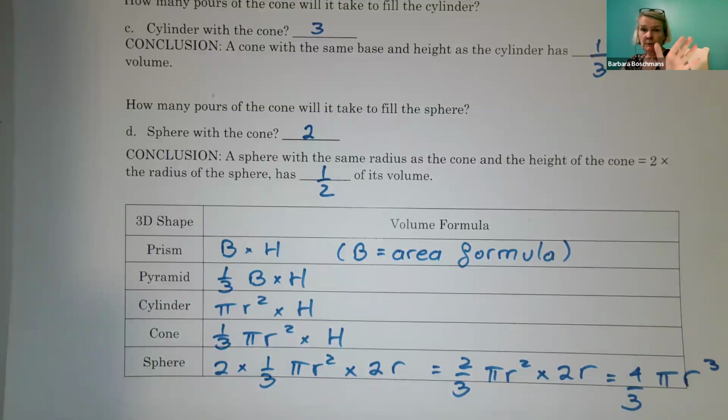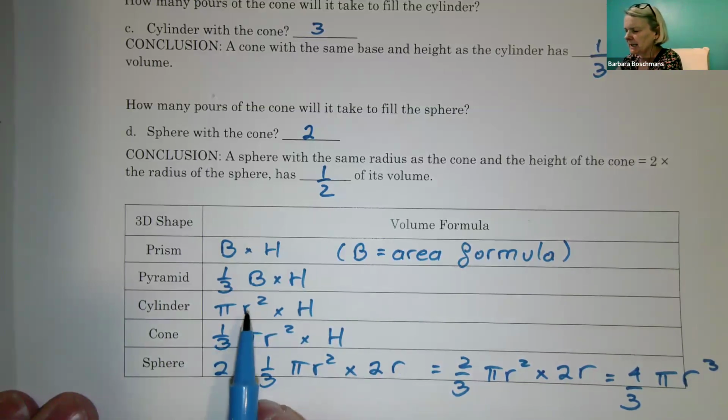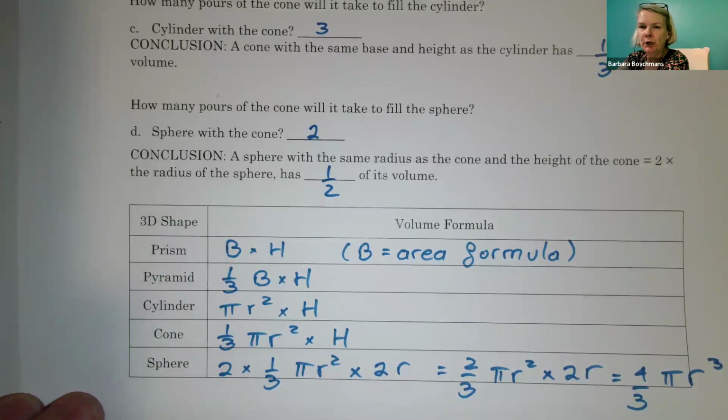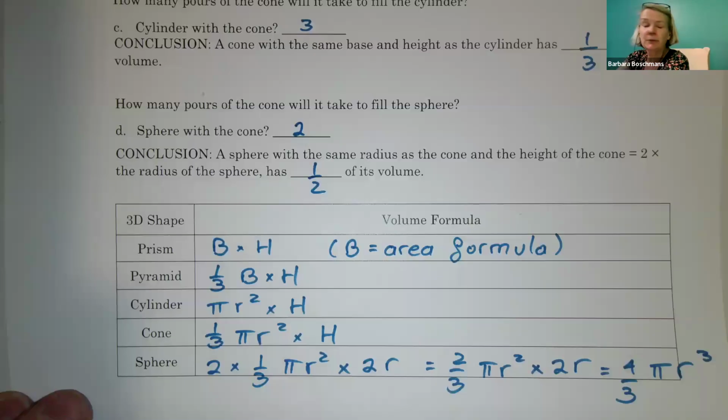For the prism, the area of the base B is going to be an area formula that depends on the shape of your base, which is the same, by the way, for the pyramid. And that capital H is always going to be the height of your 3D shape, whether that's a prism, a pyramid, a cylinder, or a cone. So keep this table handy for when we find the volume of different shapes.